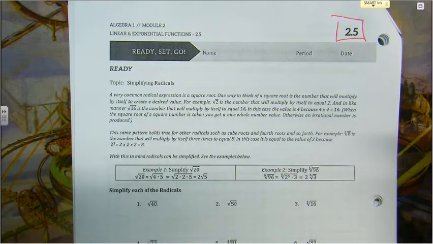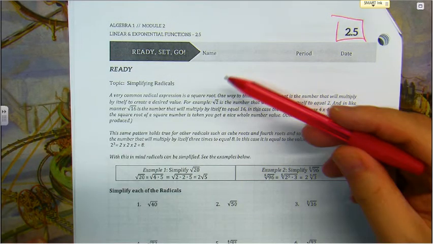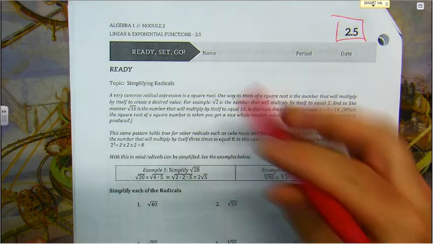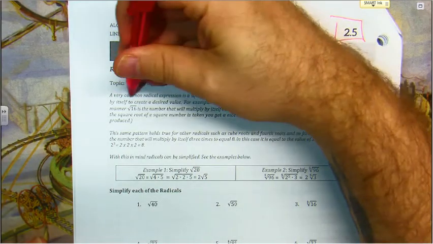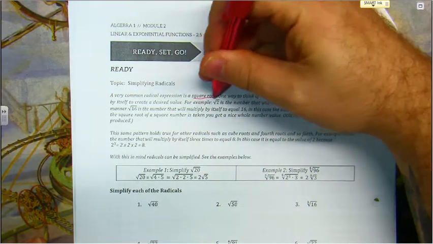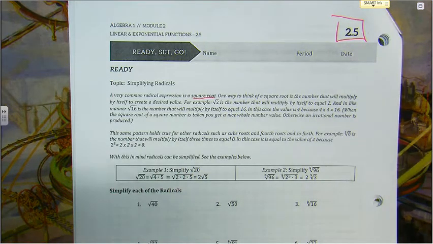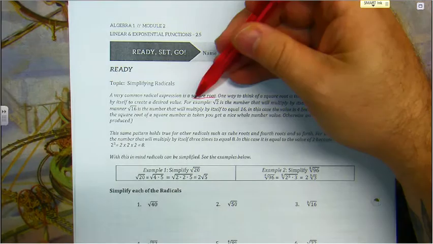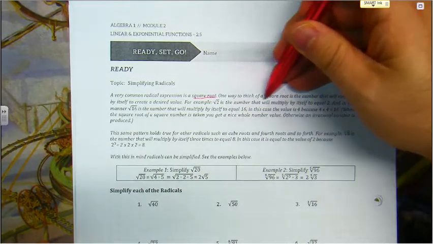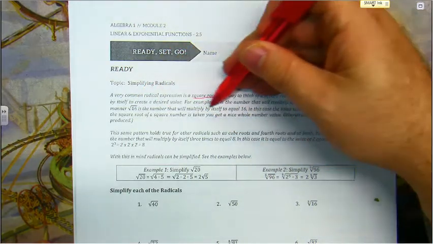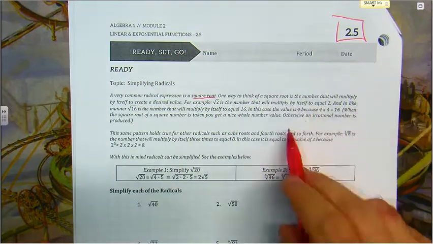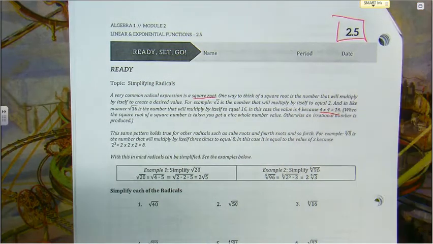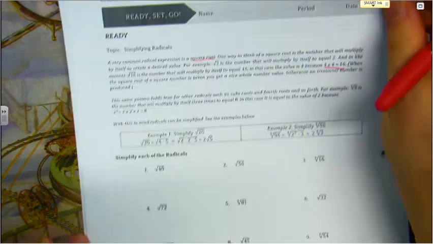The first topic on our homework is going to be on simplifying radicals. And it talks about how a very common radical expression is the square root. So what we're going to be doing is trying to simplify these square roots. For example, square root of 2 is a number that will multiply by itself to equal 2, and in that manner, square root of 16 is a number that will multiply by itself to equal 16. And in this case, we know it's 4 because 4 times 4 is 16. And then it gives us some examples of how this works.